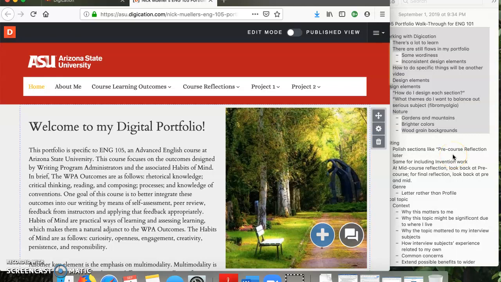So yeah, Digication. There's a learning curve. It's less than 100% user friendly. So there is a lot to learn, and everything I'm going to show you pretty much came from trial and error. I saw elements in other people's portfolios. We were given some examples to look through, and I made notes on those portfolios about what I liked, what I disliked, what I wasn't sure about, and then I just started making some mistakes.